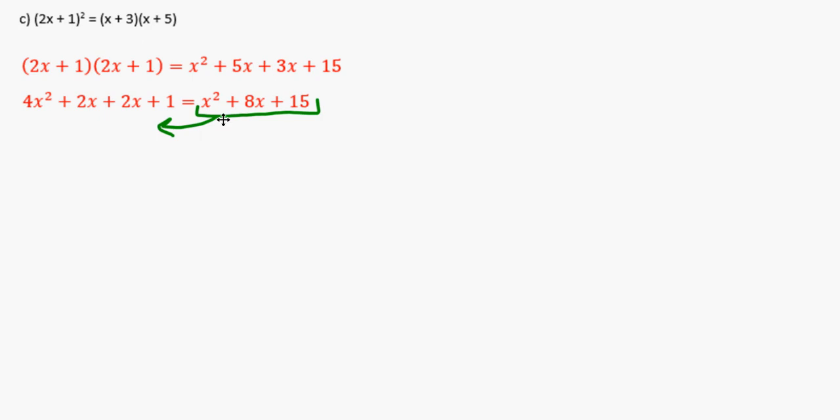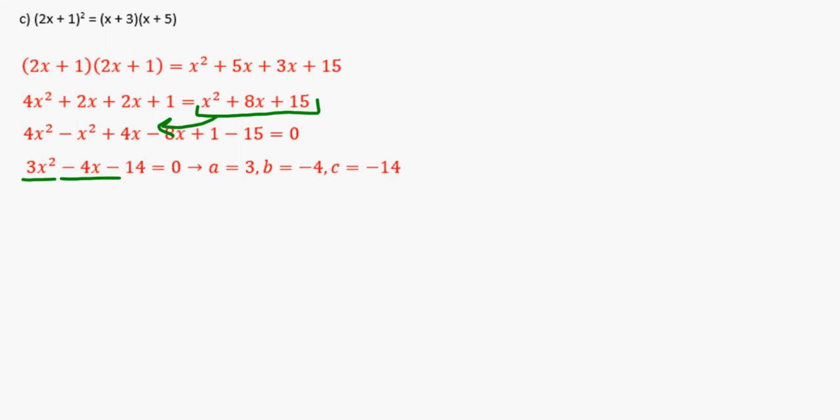So bringing all this side over, what do I get with that? I'm going to have 4x squared minus x squared plus 4x minus 8x plus 1 minus 15 equals 0. And so I'm going to simplify that a little bit further. So I get this. Everything is on the left side, and the other side is equal to 0, so I can see my a, my b, and my c value.